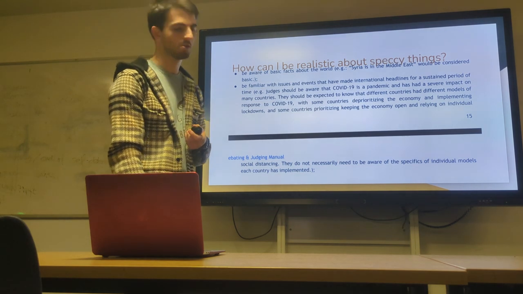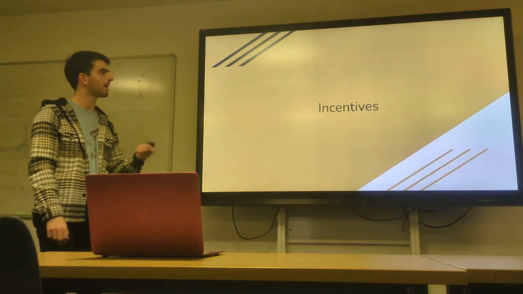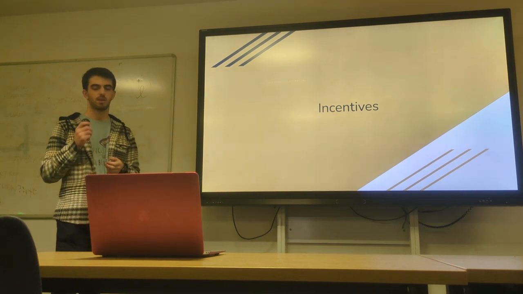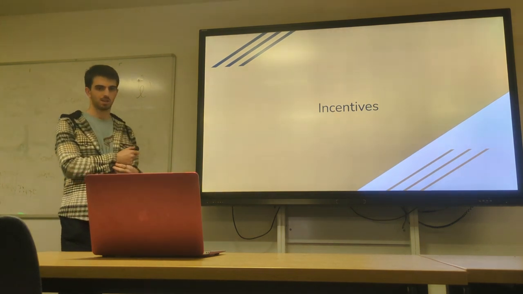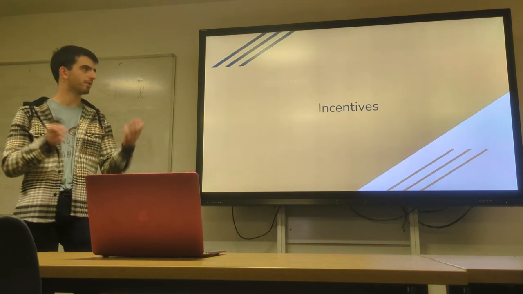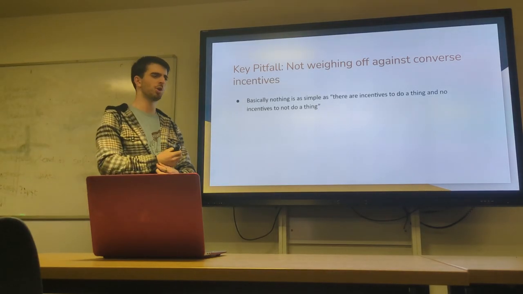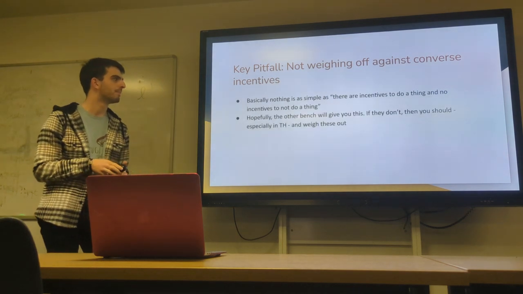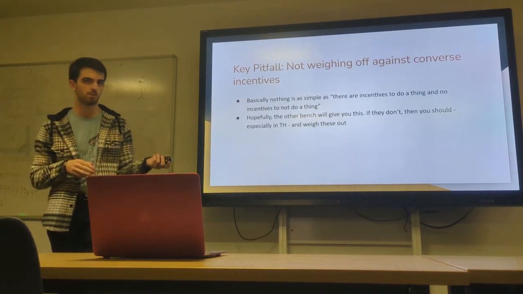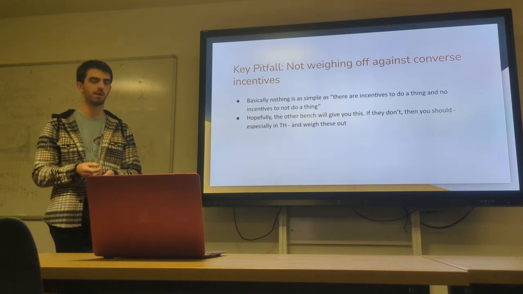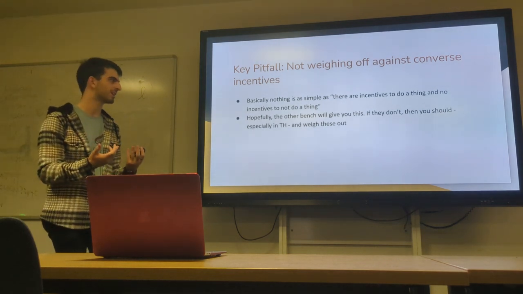Okay, cool. What we're going to do now is get into the meat of the workshop. We've got about an hour to go. So, first of all, incentives. We're going to chat a little bit about different types of incentives, how you can prove them, and how to think about them. It's as simple as: here are some incentives to do a thing, and there are no incentives to not do this thing. Generally, the other bench will give you this, right?